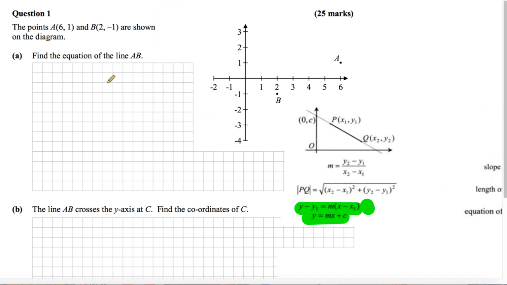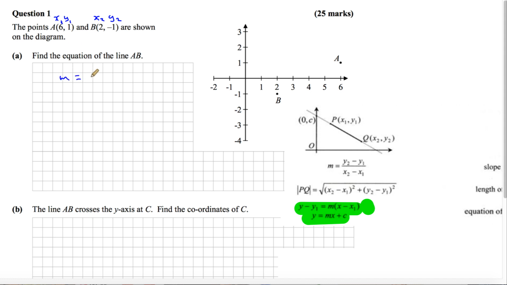Okay, so I'm going to use y minus y1 equals m bracket x minus x1, but I've got to find m first. So to find m, the slope, I'm going to use this formula. m is equal to y2 minus y1 over x2 minus x1. So I'm going to label the points. I'll call this x1, y1. I'll call this point B, x2, y2. I'm just going to sub those values in now for m.